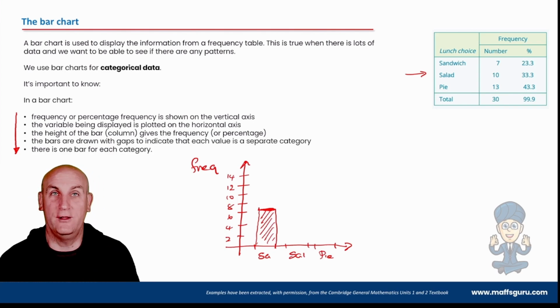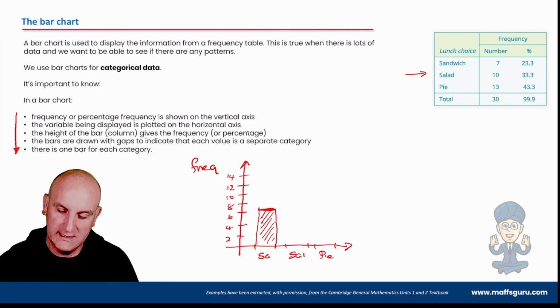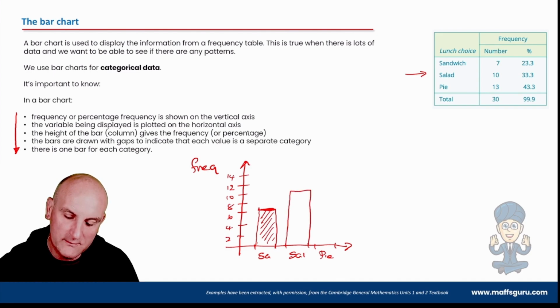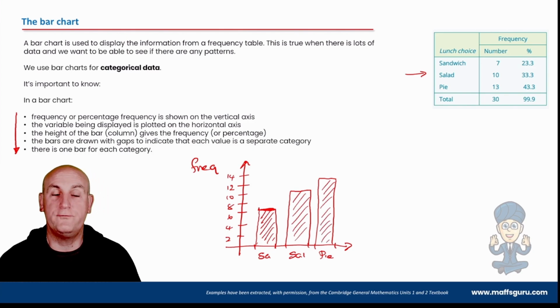VCAA aren't interested in close to 7. They'll give you lines to draw on. You must draw on the line 7. So what have we got here? Salad was 10, roughly speaking, and I mean very rough, and pie is going to be 13. And there we go. So that would be my bar chart for frequencies.